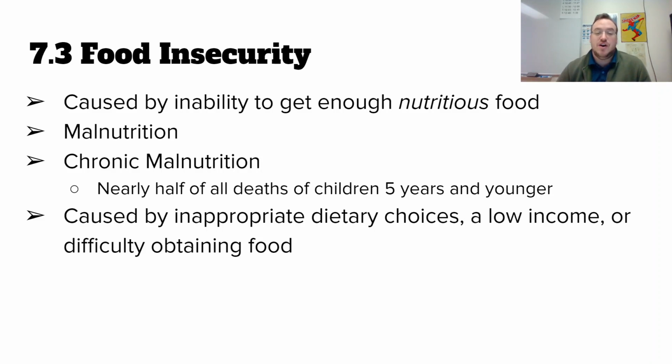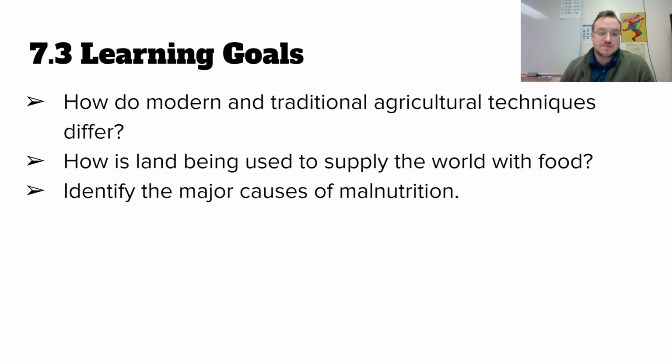Globally, about half of all child deaths, which is children 5 years and younger, are from chronic malnutrition, not getting enough good food. Right? The three causes that I want you to know if you're in my class are that they're due to inappropriate dietary choices, so picking food that's not healthy over food that is healthy, having a low income because it's harder to buy healthy food than it is to buy unhealthy food, or difficulty obtaining food at all, right? So those are the three I want you to know. Food insecurity is the inability to get enough nutritious food. So food security would be the ability to get nutritious food and enough to be healthy.